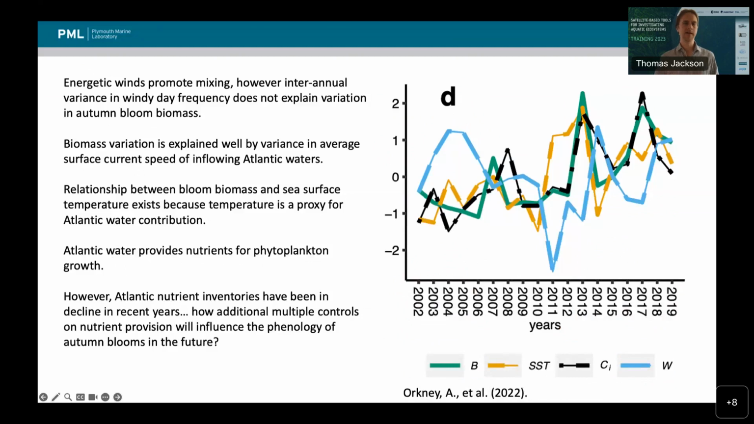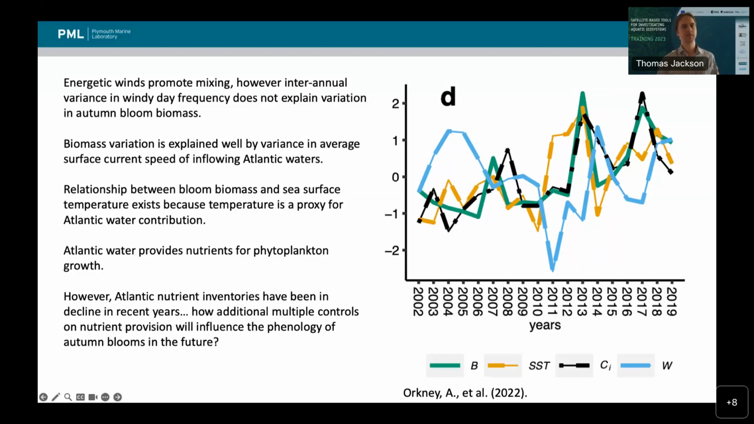And if we look at a time series of these across the region, you can see the chlorophyll in green, we have the SST in orange, the currents in black, and the windiness in blue. And the strongest agreement of any other variable with chlorophyll is for the currents. So this is the black line and the green line. So although energetic winds do promote mixing, the interannual variance doesn't agree with the change that we see in the biomass, but the current speed does.